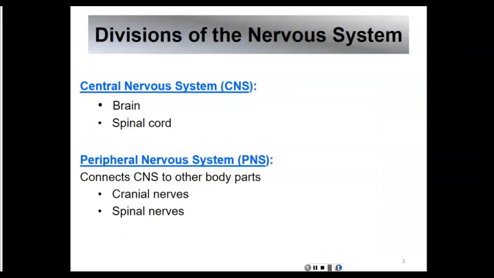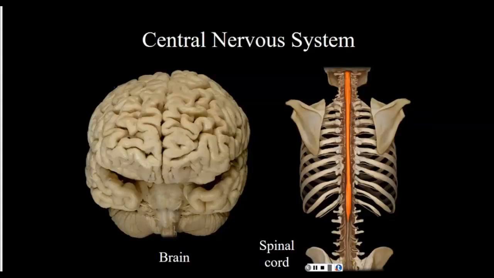We divide our nervous system into the central nervous system, or the CNS, and the peripheral nervous system, or the PNS. The central nervous system has the brain and the spinal cord, and the PNS has the cranial nerves and spinal nerves. Here's some images of them.